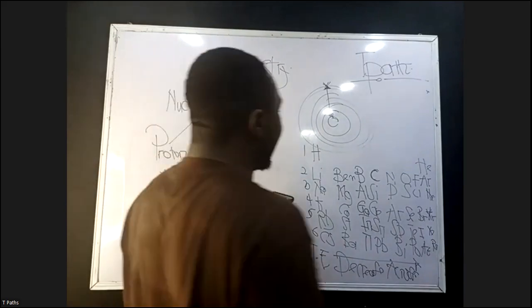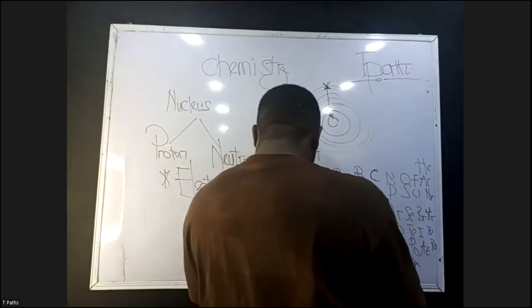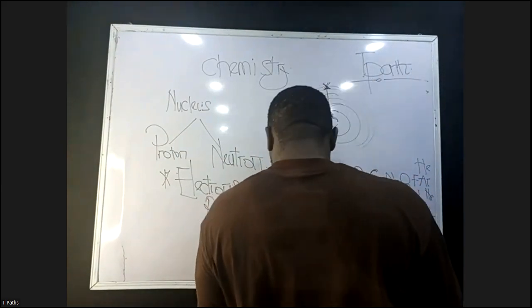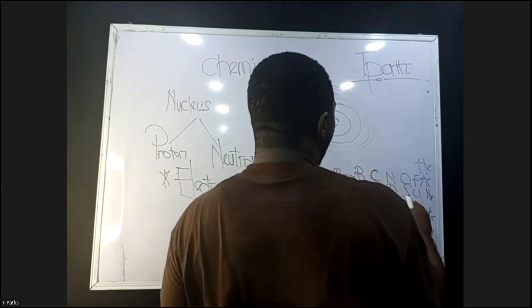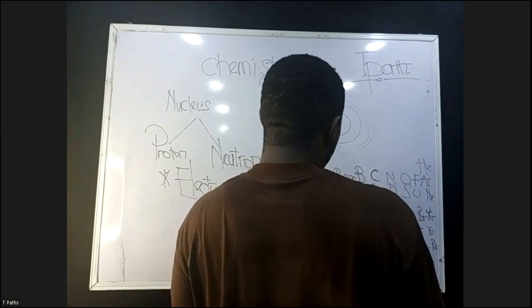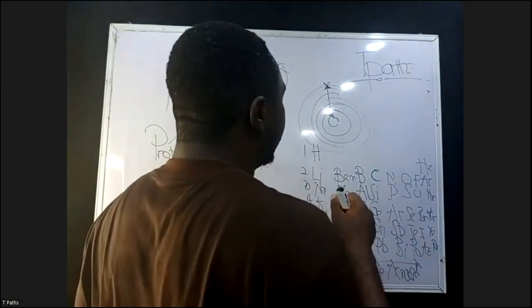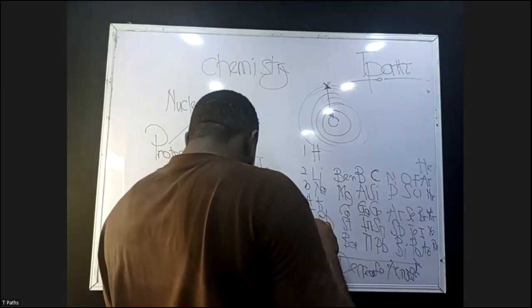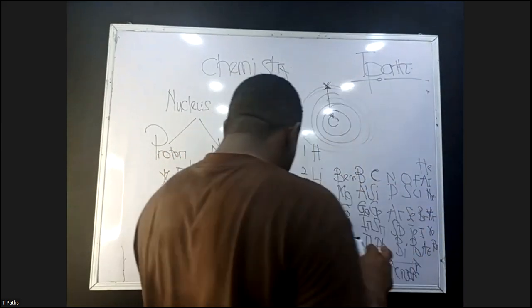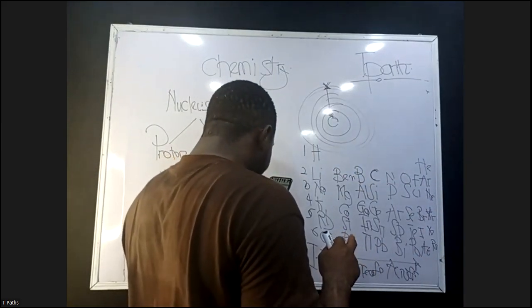So aluminium here, we have three in the outer shell. Chlorine, we have 1? Silicon, we have 4. Magnesium, we have 2. Sodium, we have 1. So 2, 1. So the answer should be what?